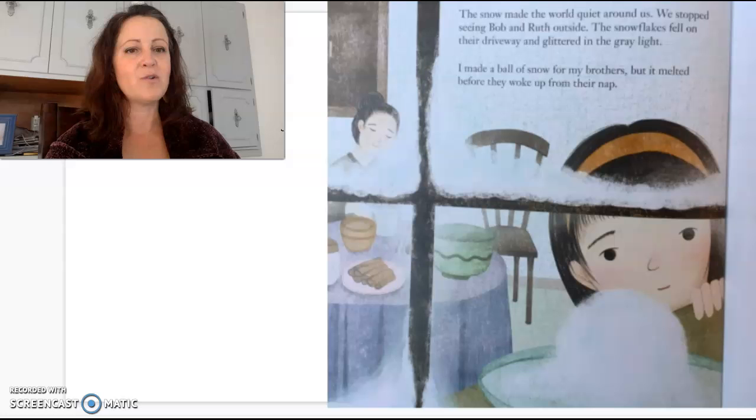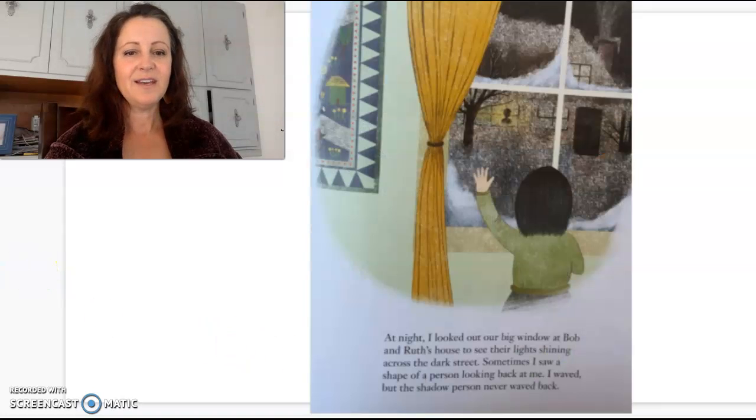The snow made the world quiet around us. We stopped seeing Bob and Ruth outside. The snowflakes fell on their driveway and glittered in the gray light. I made a ball of snow for my brothers, but it melted before they woke up from their nap. At night, I looked out our big window at Bob and Ruth's house to see their lights shining across the dark street. Sometimes I saw a shape of a person looking back at me. I waved, but the shadow person never waved back.